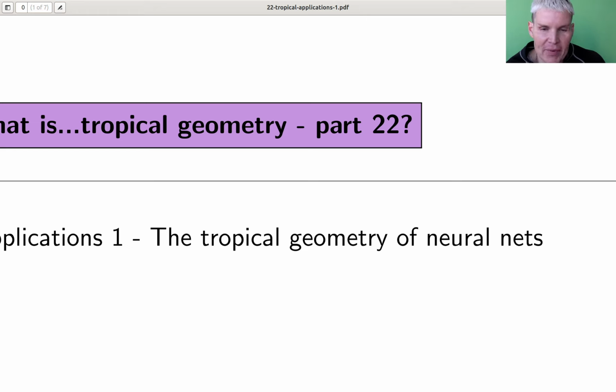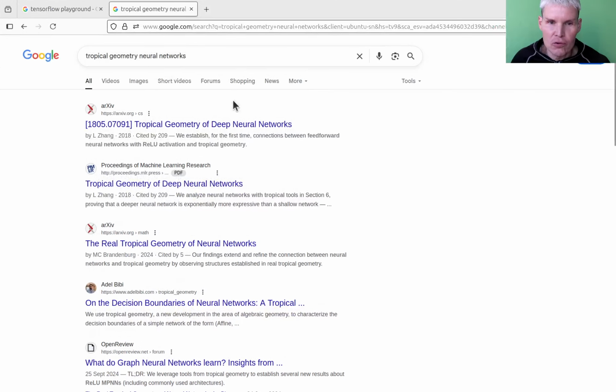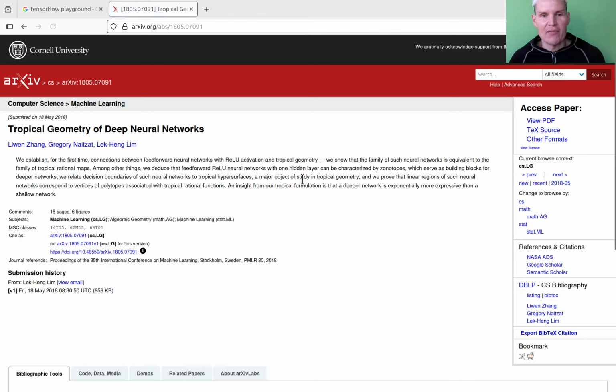I want to make the point, which is not me making this point, I'm just recalling it, that tropical geometry is kind of the underlying language of artificial intelligence or neural networks or whatever you want to call it. So let's have a look at the corresponding paper. If you Google something like tropical geometry neural networks, there's a very nice paper, this one here, and that's the one I'm going to summarize.